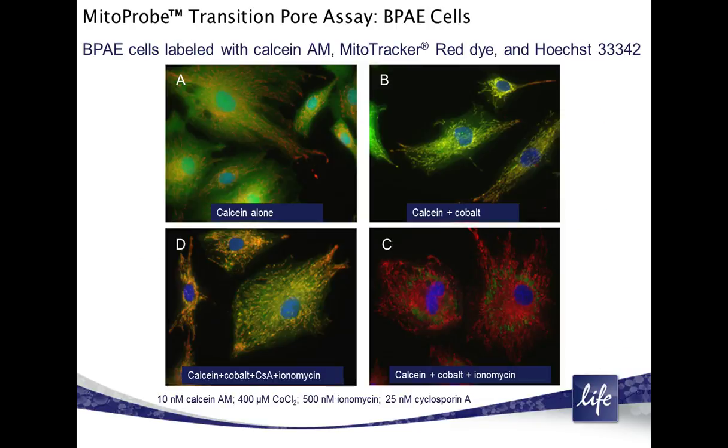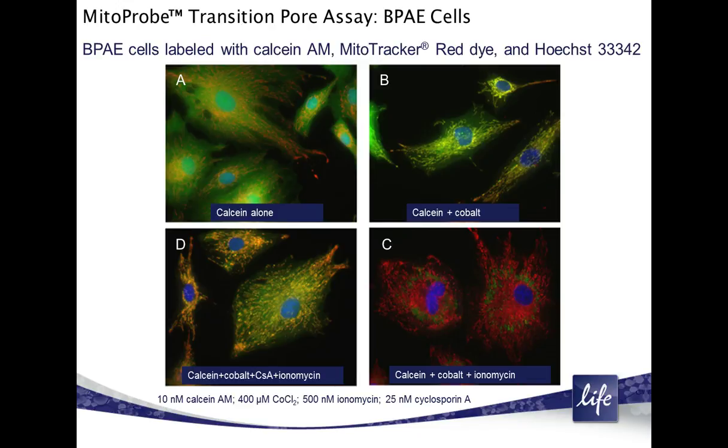This next slide shows this assay in an imaging application where BPAE cells are labeled with calcein AM, MitoTracker Red, and Hoechst 33342. And you can see in panel A, there is a uniform fluorescence. When the cytosolic fluorescence is quenched with cobalt in panel B, you see the characteristic mitochondrial staining pattern.